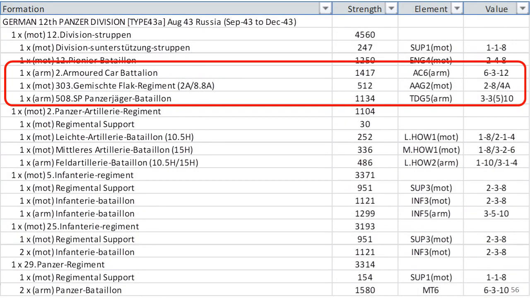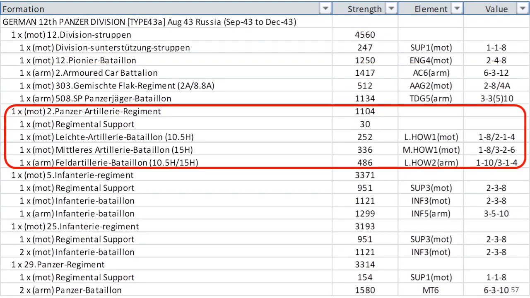A more typical 1943 Panzer division is the 12th Panzer Division. This TO&E, dated August 1943, shows some interesting changes. The attached formations included a flak battalion, possibly due to increased Soviet air power. The tank destroyer battalion was becoming standard, providing highly mobile anti-tank assets. Finally, the reconnaissance battalion was significantly beefed up.